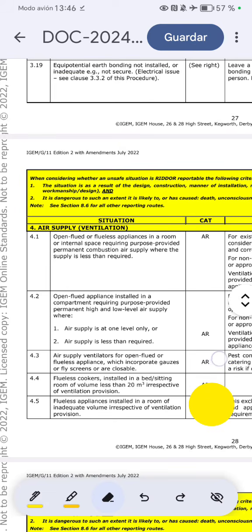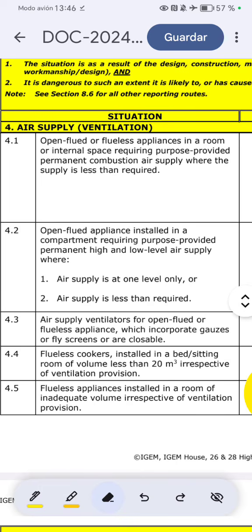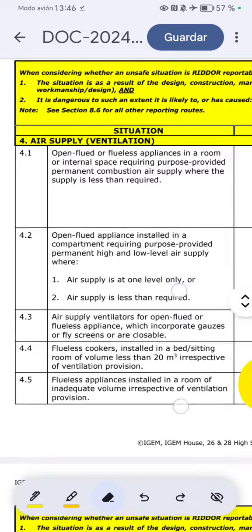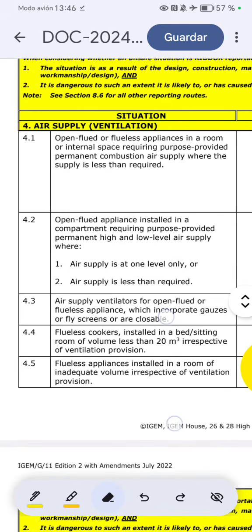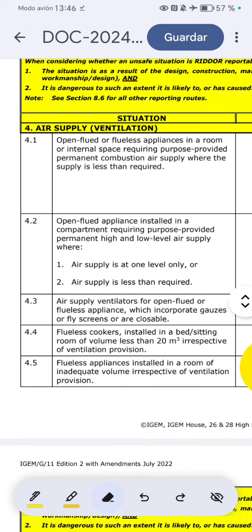Air supply ventilators for open flue or flueless appliances which incorporate gauzes or fly screens or are closable. At risk. Okay, this one I think I can see it partially. So, flueless cookers installed in a bedsit room or volume less than 20 meters cubed, irrespective of ventilation provision. I'd say at risk. Flueless appliances installed in a room of inadequate volume, irrespective of ventilation. I'd say both are at risk.